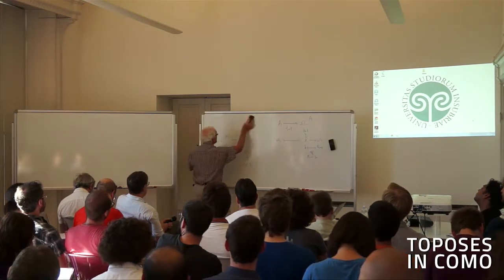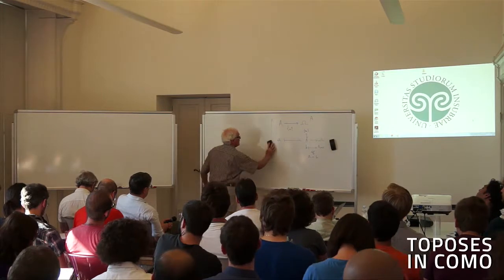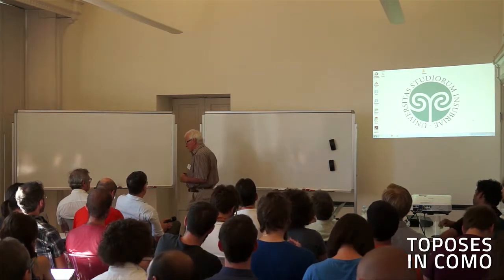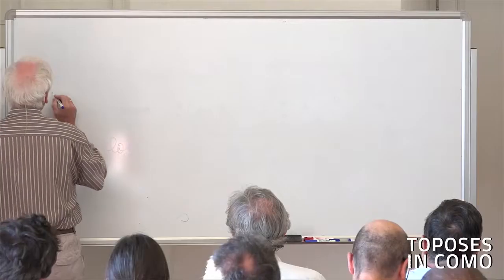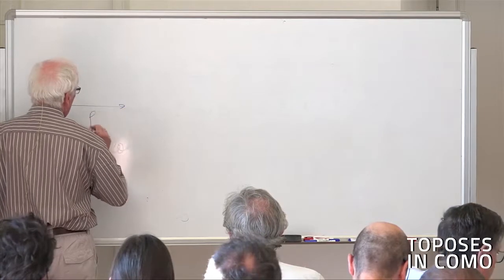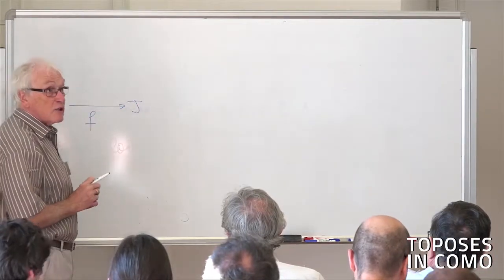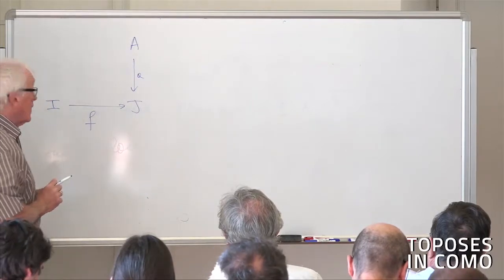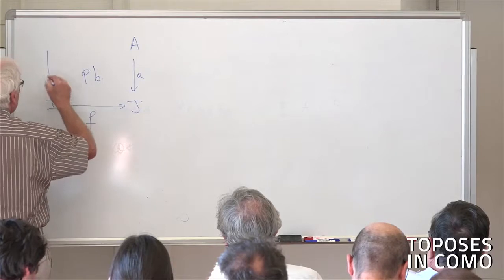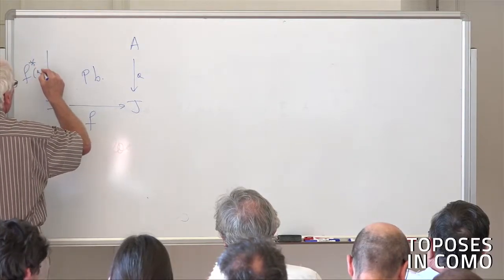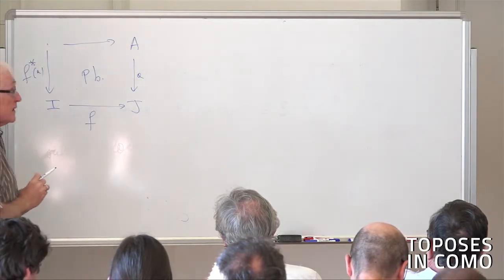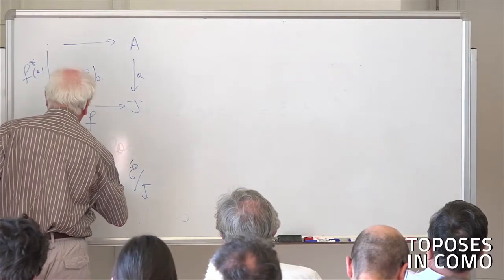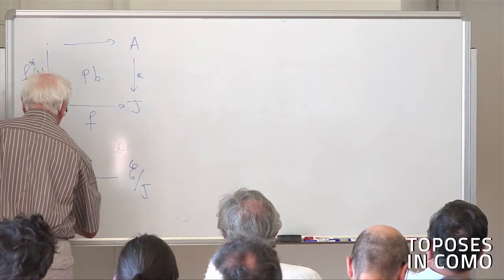Yes, let me erase. Now, another very important theorem that Laurent has presented yesterday in the case of Grothendieck toposes. Take a morphism F from I to J. Every time you have something here, you can pull back and get what I shall call F star of A here, just a pullback. So you have constructed that.